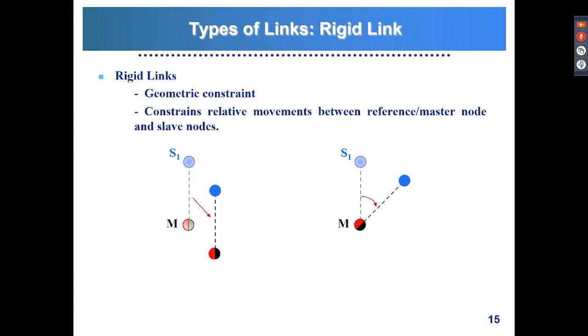Another thing that's very, very important about these types of links is that the slave node is going to pick up all the properties of your master node. So if you have a support condition on your master node, essentially that will get transferred to your slave node. And we'll talk about that in a couple of slides.